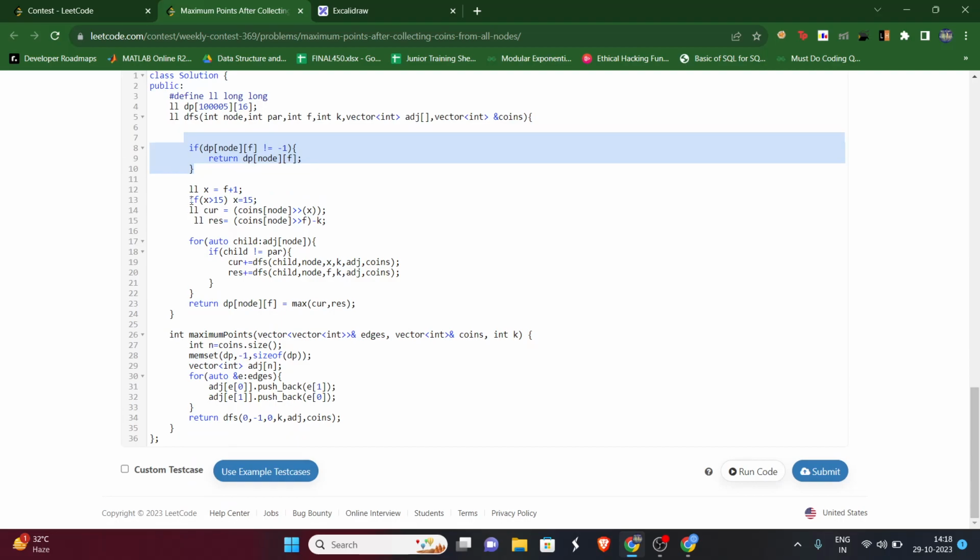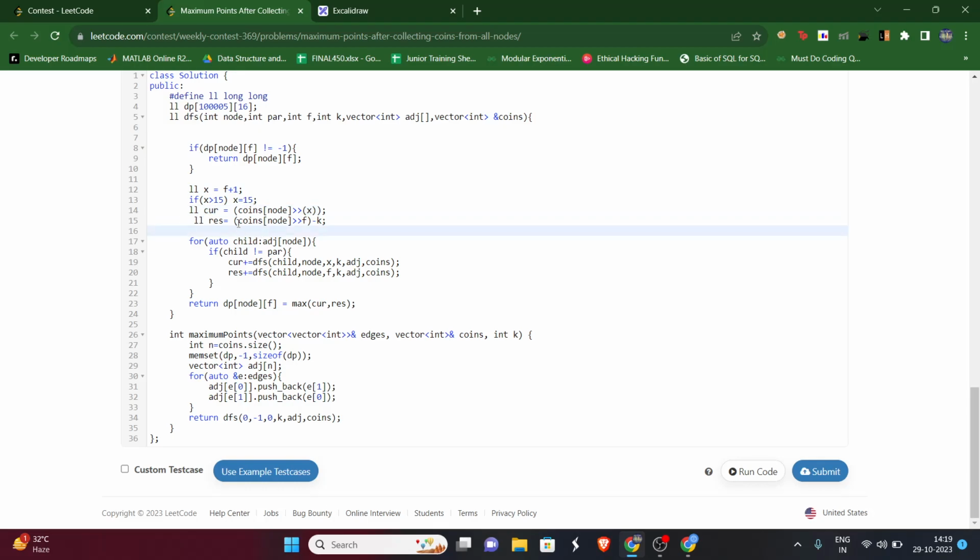Now at each position, just ignore this part for a bit. At each position, we can either take the coins of the node divided by 2. We already know that this coin needed to be divided by 2 f times already, because of the ancestors. So if we are taking n by 2 coins here, that means we will have to divide it f plus 1 times.